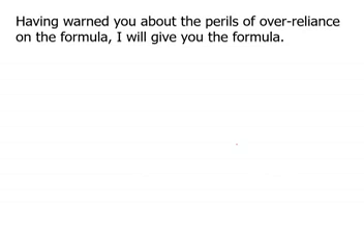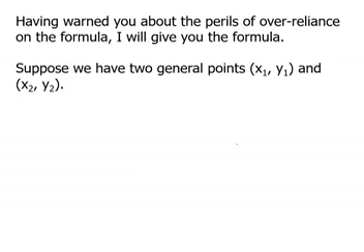Having warned you about the perils of over-reliance on the formula, I will give the formula. Suppose we have two general points, x sub 1, y sub 1, x sub 2, y sub 2. And if we're given two sets of coordinates, it actually doesn't matter which one we call point 1 and point 2. It doesn't matter at all. One of the points is point 1, one of the points is point 2.